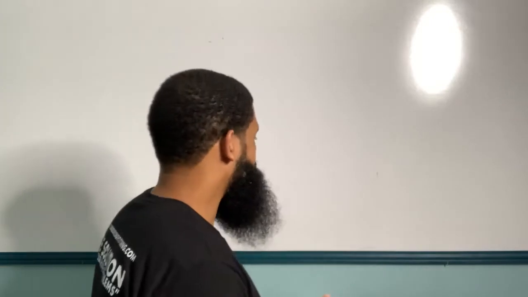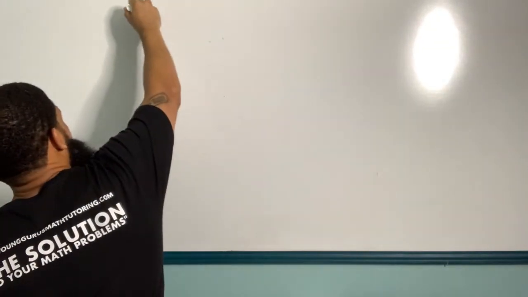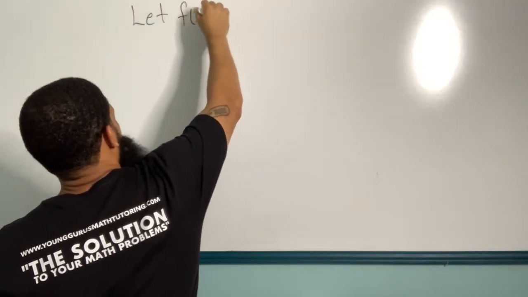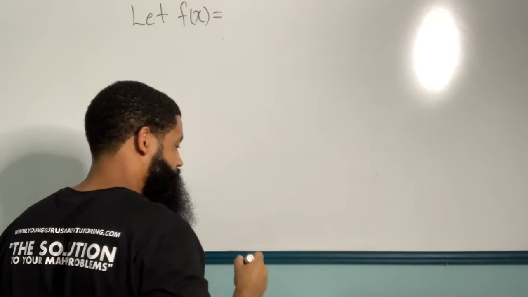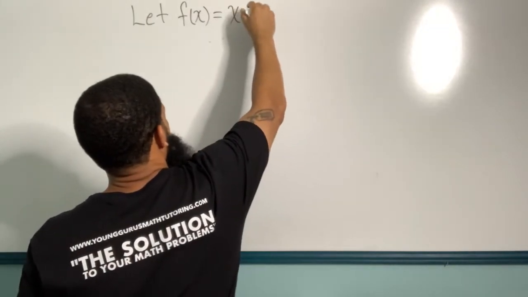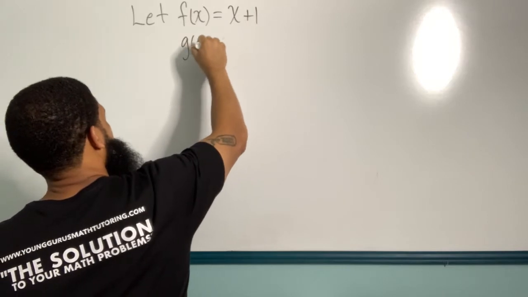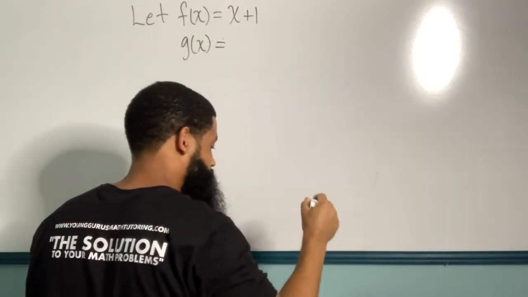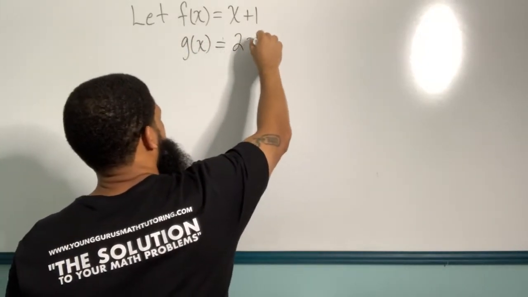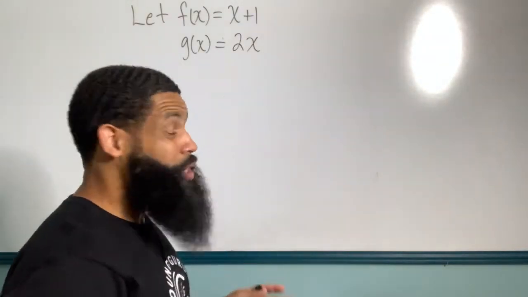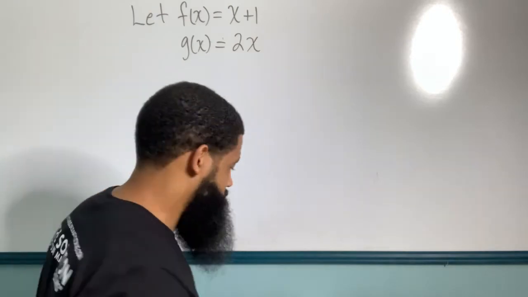So when we talk about function operations, we have to start with some functions. In this case, we're going to use the same functions for each operation. I want to let f of x equal x plus 1, and then I want to let g of x be 2x. We're going to go simple this time just for the sake of examples. We want to do 4 different operations in this case.